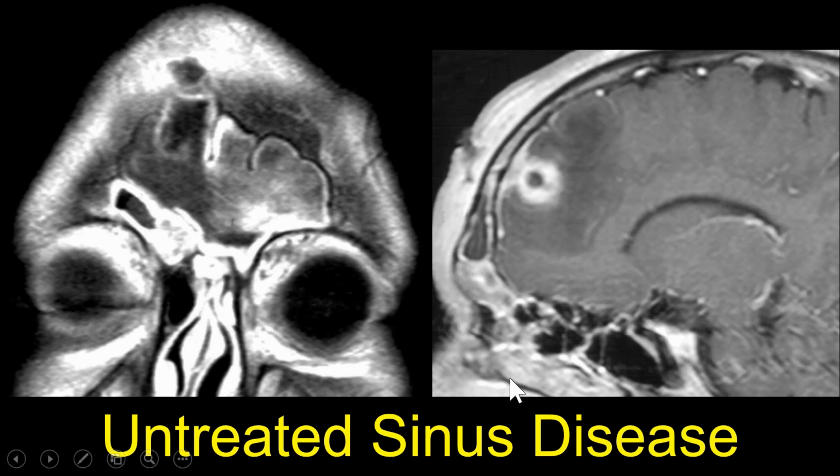So this is a post-contrasted image. And here we see infection from the frontal sinus disease went both anteriorly into the subcutaneous tissues, but it also went posteriorly and led to an intracranial abscess. We have a fluid collection with surrounding enhancement. Anywhere in the body, that's an abscess.